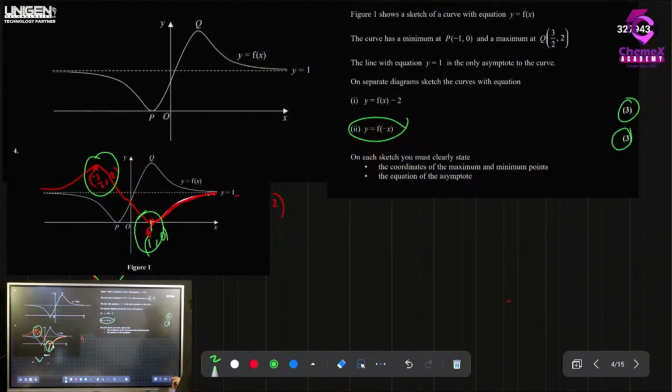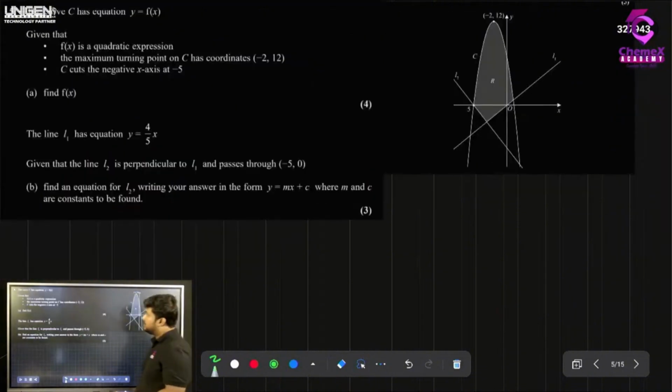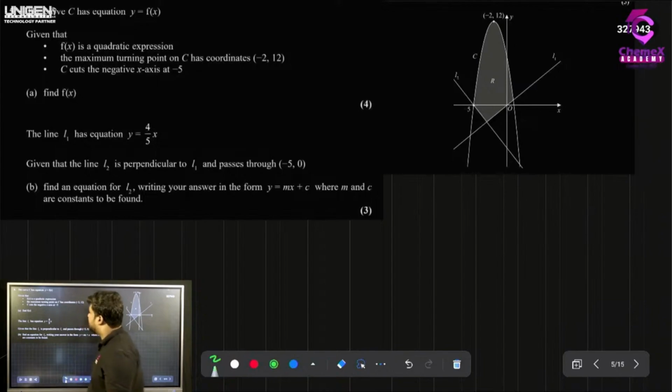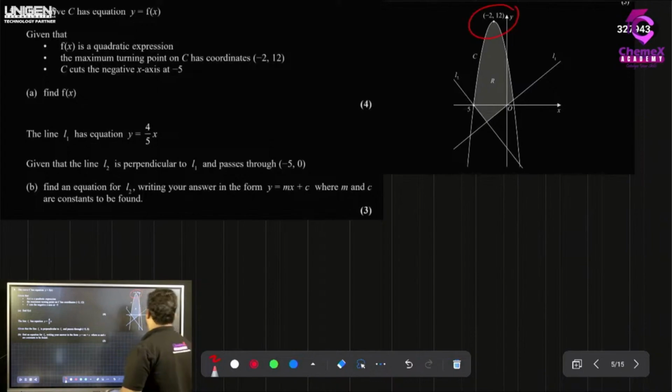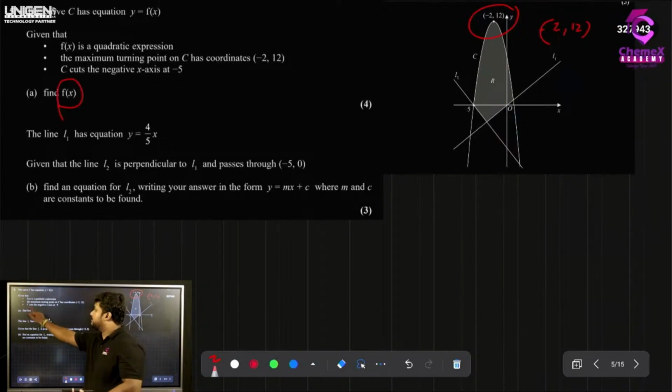Alright. So let's go on to the fifth question. The curve C has the equation y equals f(x). Given that f(x) is a quadratic expression, the maximum turning point of C has coordinates (-2, 12). So how do you do? How to do? So they have given the turning point as (-2, 12).